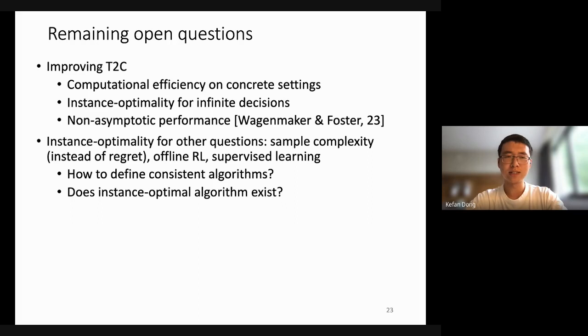Some difficulties there are that we need to first find a concise way to define consistent algorithms. And then, of course, the first question to ask is always the existence of instance optimal algorithms. We have some preliminary studies here. For offline RL, the existence depends very much on the way you define consistent algorithms. In some definitions, there don't exist instance optimal algorithms, but for some other definitions, we have instance optimal algorithms.